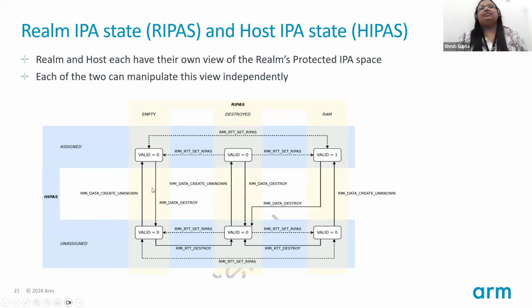And the spec says that this is what a valid transition should look like. So only certain transitions are allowed, and these are the RMI calls which will move them from, say, assigned state to an unassigned state, or these calls will change the RIPAS, like RMI set RIPAS. So all these transitions are defined in the RMM spec. And so we have extensive TF-TF tests which go through this state machine, and we validate different aspects of it.